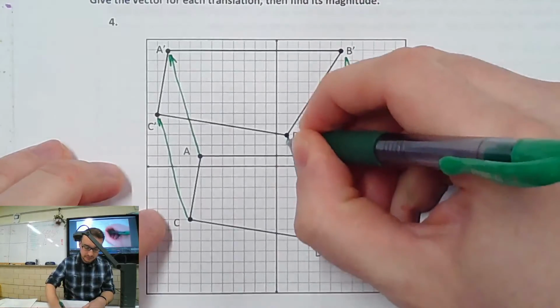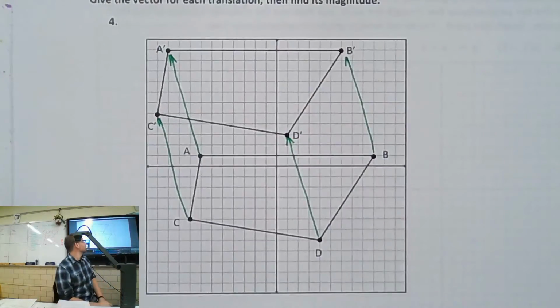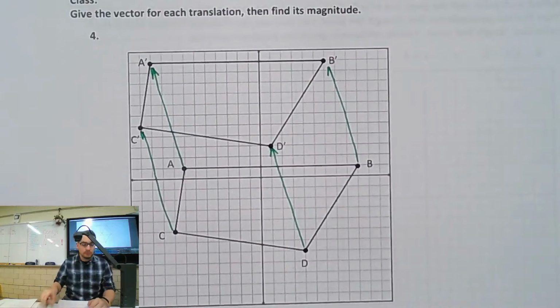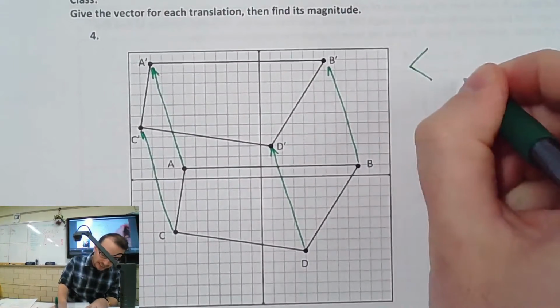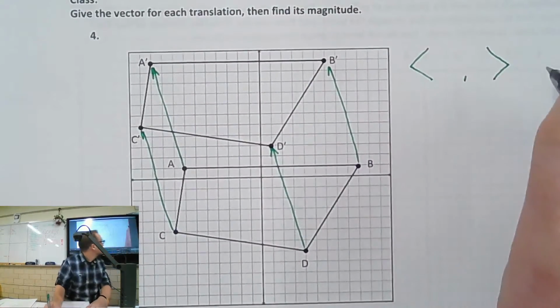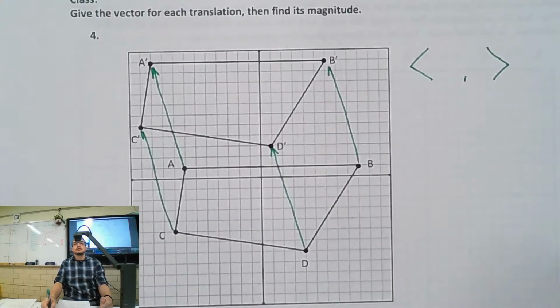Can't you just count how many you take? So, those are the vectors. I see we're just making a 3D shape here. Pretty much. So what is the vector that takes it from here to here?